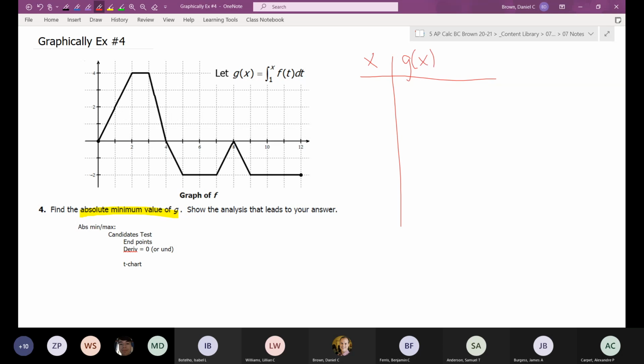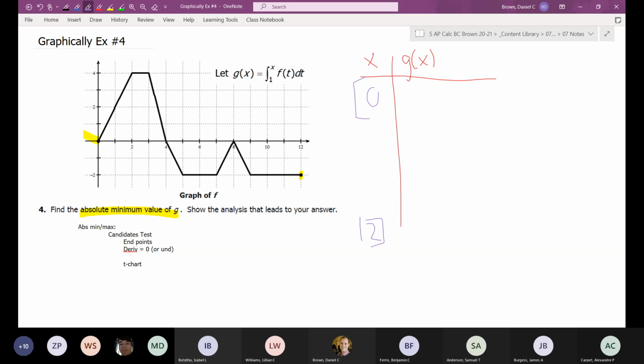And then on our candidates test, again, are going to be your endpoints, and then also any place where the derivative is equal to 0. And that's where the second FTC is going to come into play. So if I'm looking at this region, I do see that it has closed intervals based off of what I see on the graph. So the endpoints are going to be at 0, and then they're also going to be at 12. And then I do want to go ahead and find where the derivative is equal to 0.